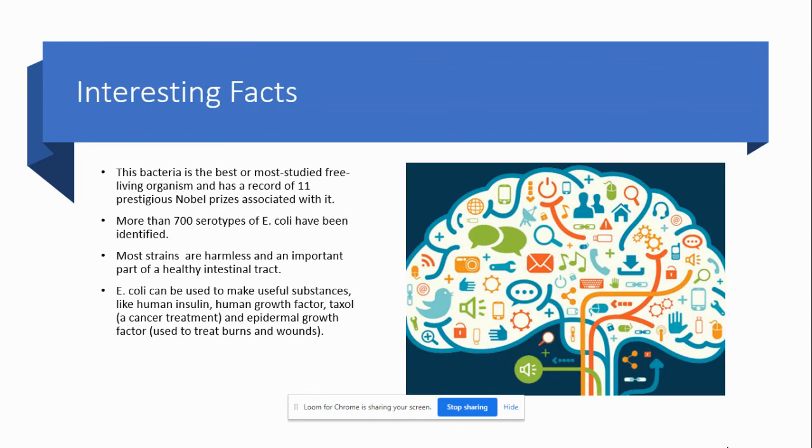Some interesting facts about this bacteria is that it is the best or most studied free living organism, and it has a record of 11 Nobel Prizes associated with it. More than 700 serotypes of E. coli have been identified, and most strains are harmless and are an important part of the healthy intestinal tract. E. coli can also be used to make useful substances like human insulin, human growth factor, Taxol, which is a cancer treatment, and epidermal growth factor.